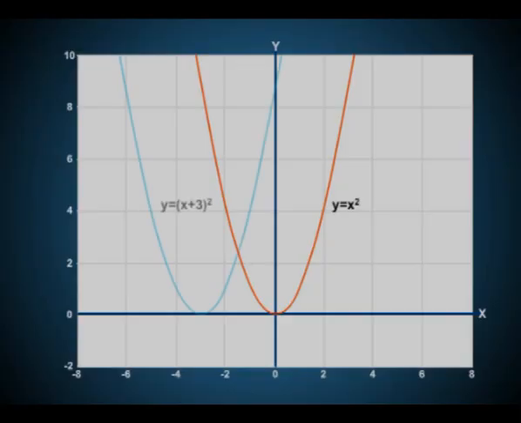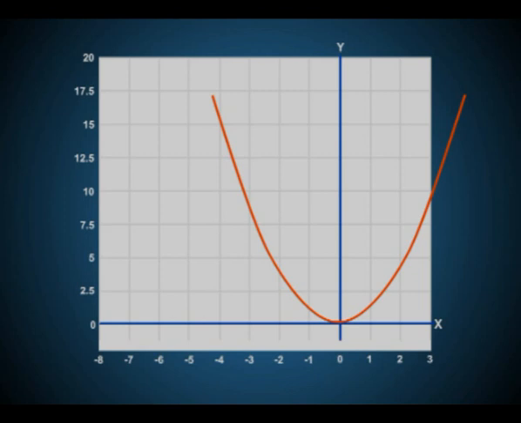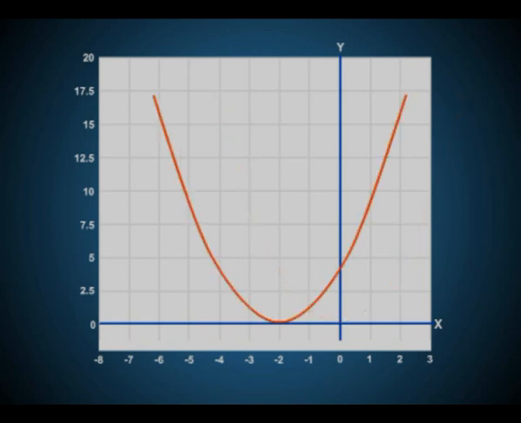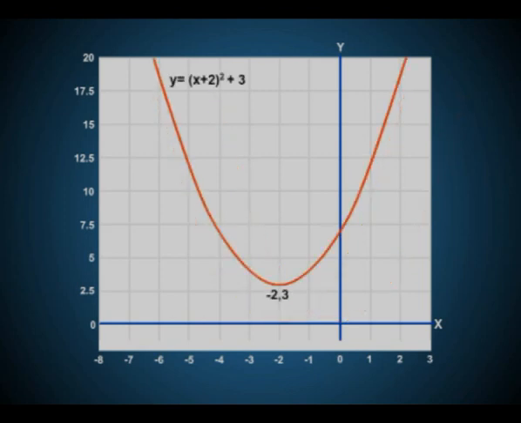When the graph of the function y = x² is shifted to the left by 3 units, we get the graph of y = (x + 3)², and to the right by 3 units we get the graph of y = (x - 3)². The graph of f(x) = (x + 2)² + 3 is obtained by shifting the graph of f(x) = x² to the left by 2 units and then moving upwards by 3 units.